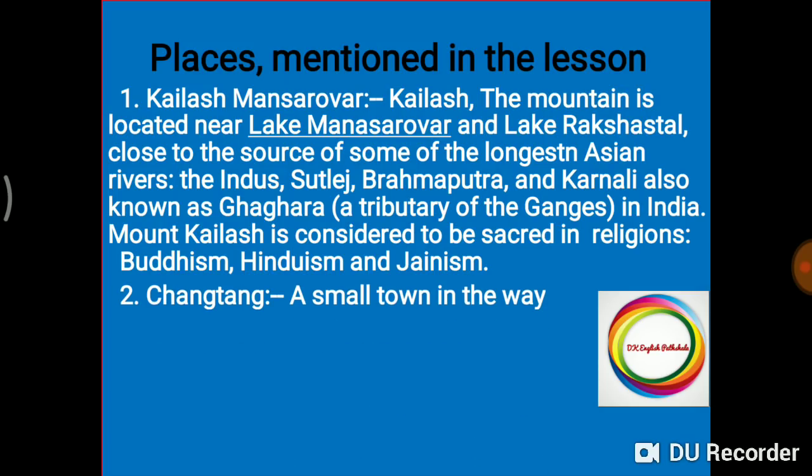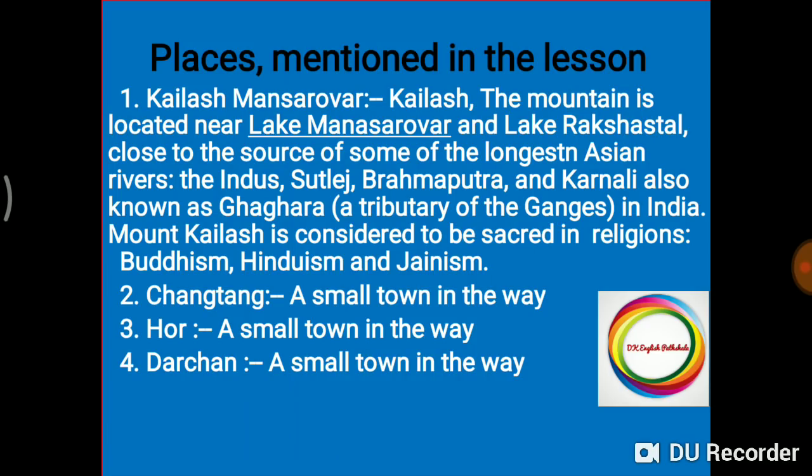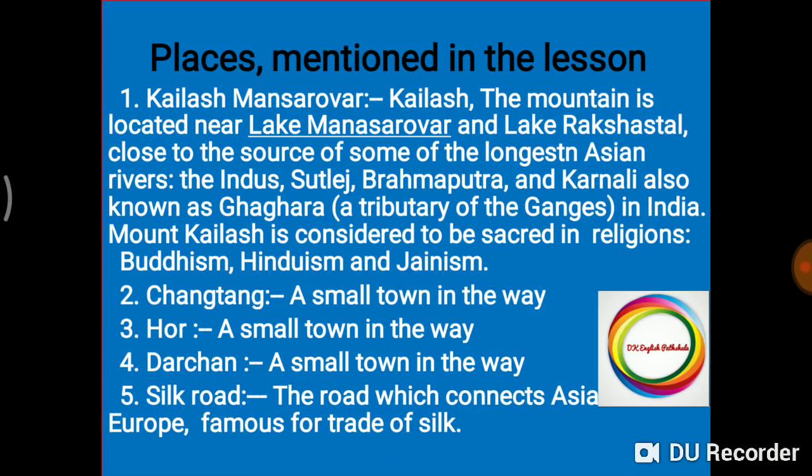Second place, Shangtang. This is a small town on the way to Mount Kailash. Hor. It is also a small town on the way. Darshan. This also is a small town on the way. Silk Road, the road which connects Asia to Europe. This road was famous for the trade of silk, but now this road has become of vital importance to China to export its plastic to the rest of the world.